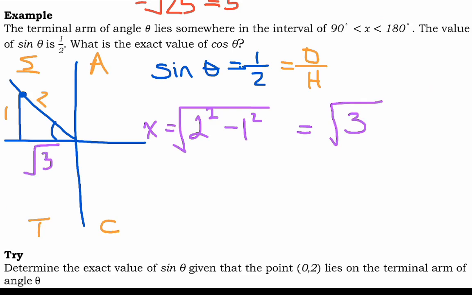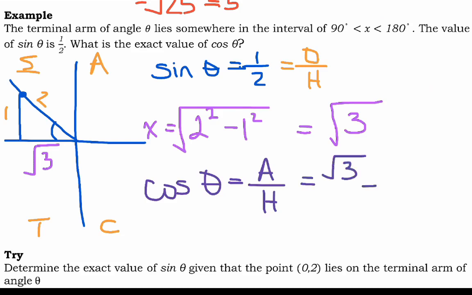Now we've been asked for the exact value of cosine. All right, well, now that is not so hard anymore. Cosine theta is equal to the adjacent side divided by the hypotenuse. We just figured out what the adjacent side was. It's root 3. Hypotenuse is 2. So root 3 divided by 2 is what cosine is.